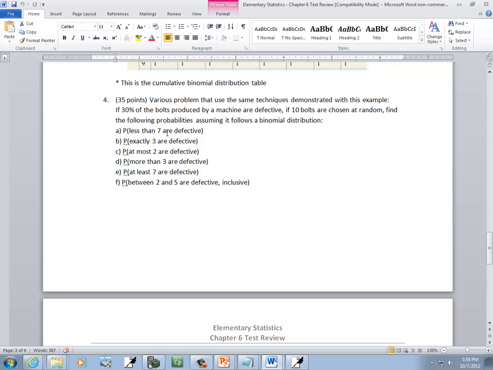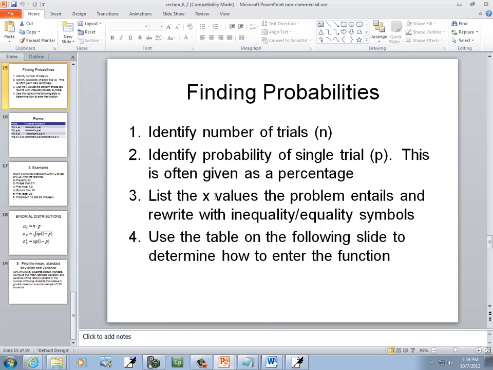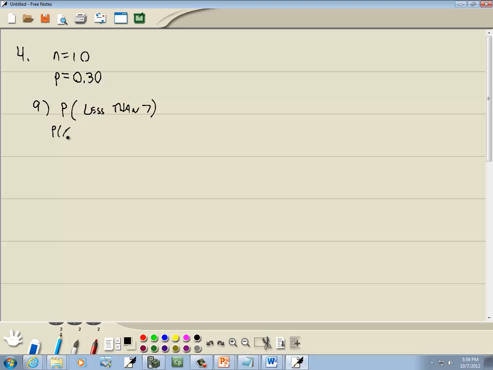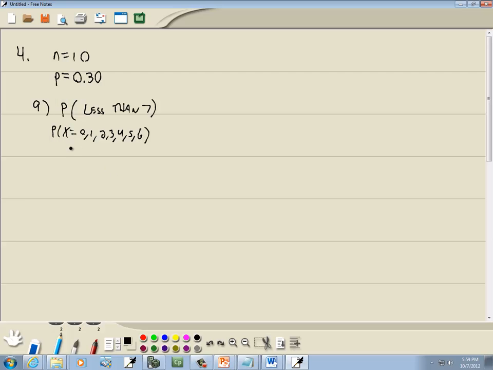And now let's find our different parts. A. Probability less than 7. Well, our step says list the x values the problem entails. Less than 7. That would be x equals 0, 1, 2, 3, 4, 5, 6. Less than 7 doesn't include 7. Second part of step 3 says rewrite with inequality symbols. So this is probability that x is less than or equal to 6.